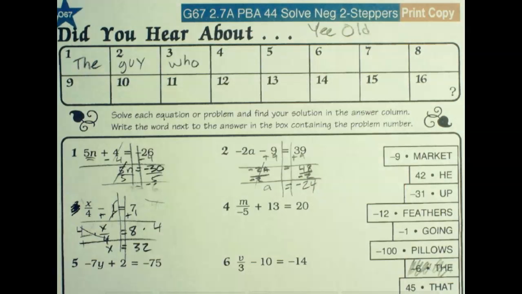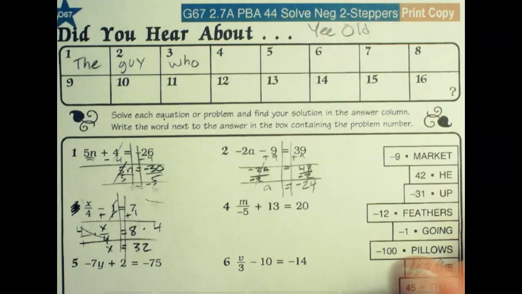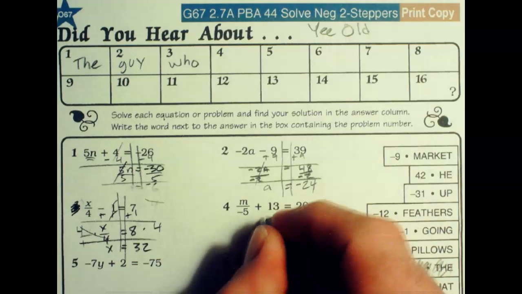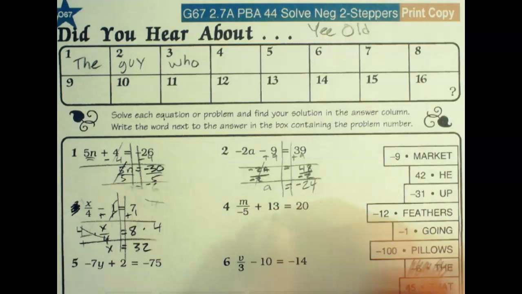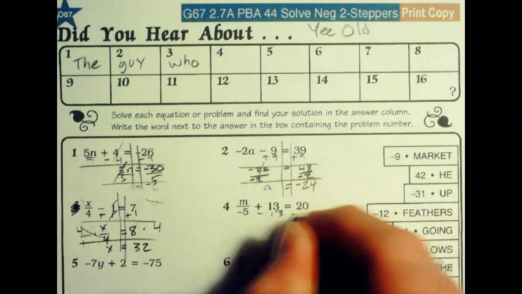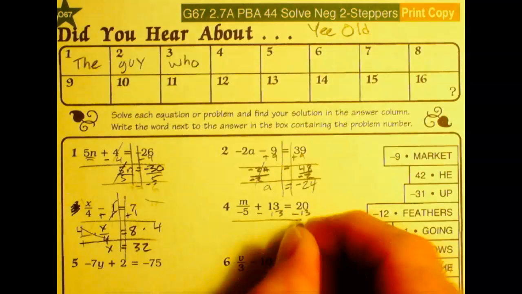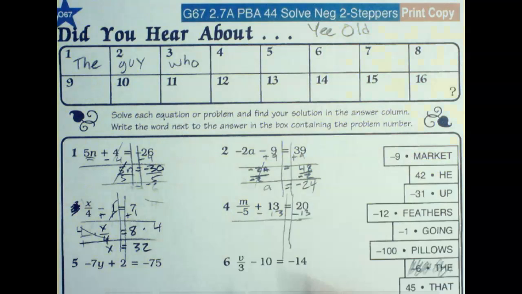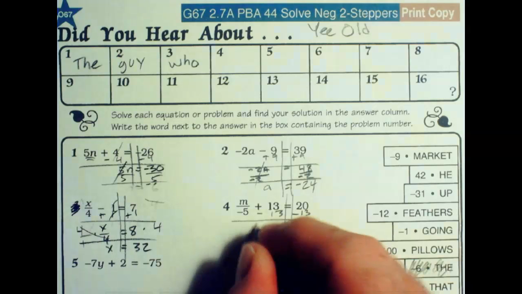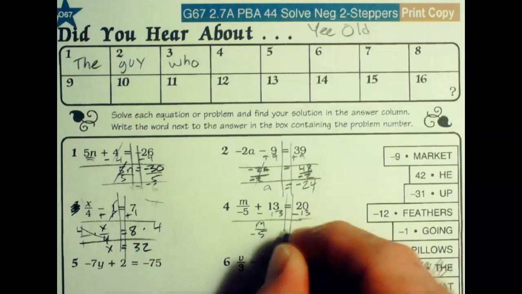All right, now let's do one more here. Now we've got a negative number down there in that fraction. So first of all, we've got to get rid of the addition of 13. So let's subtract 13. And we've got m divided by negative 5 equals 7.